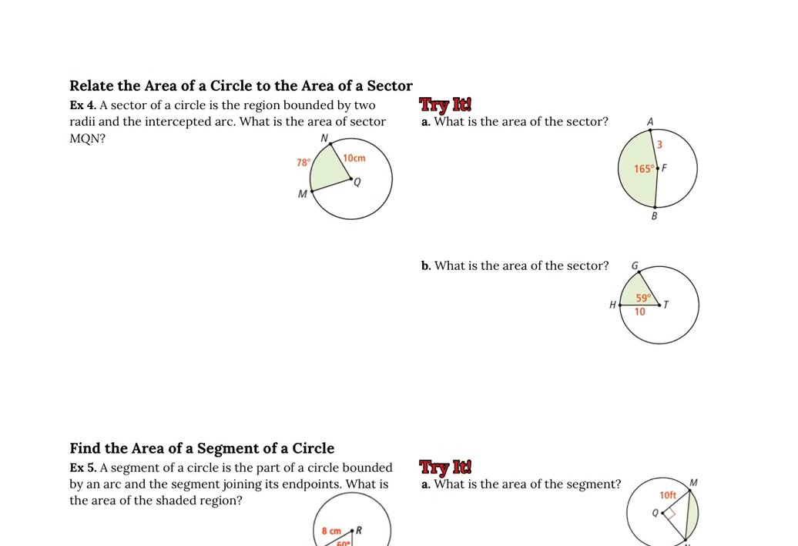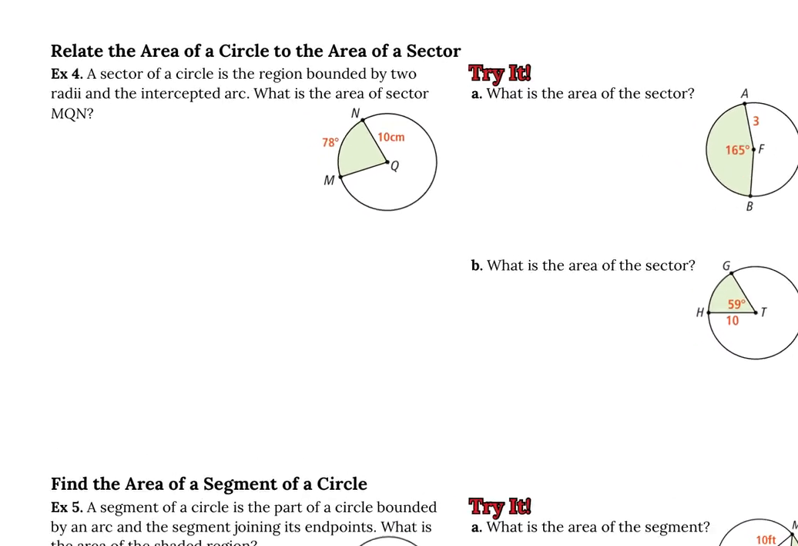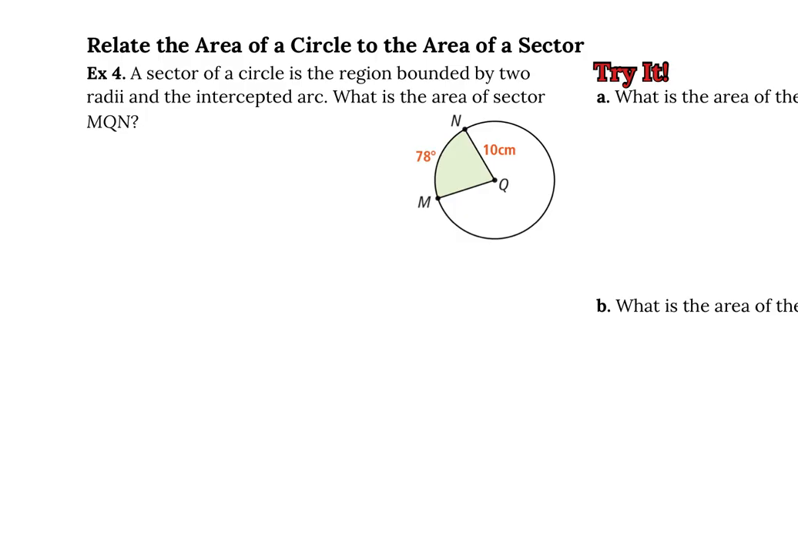Okay, example 4, relate the area of a circle to the area of a sector. A sector of a circle is the region bounded by two radii and the intercepted arc. What is the area of the sector MQN?